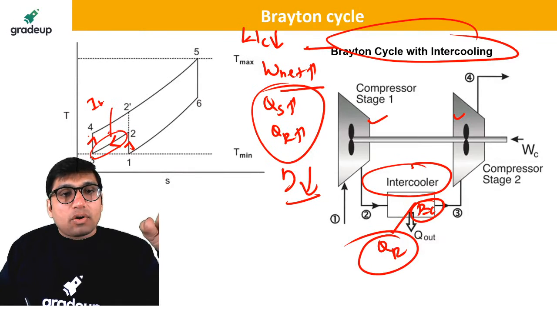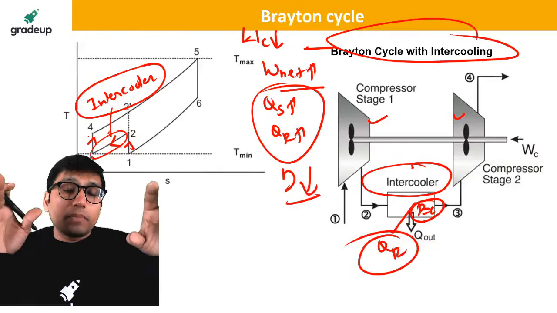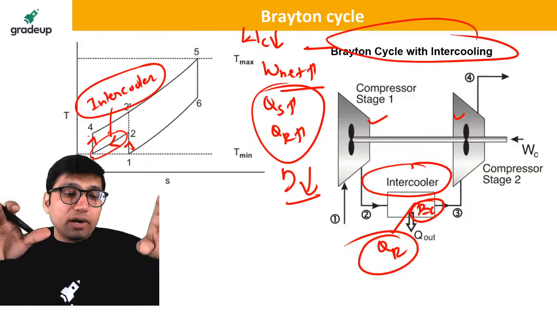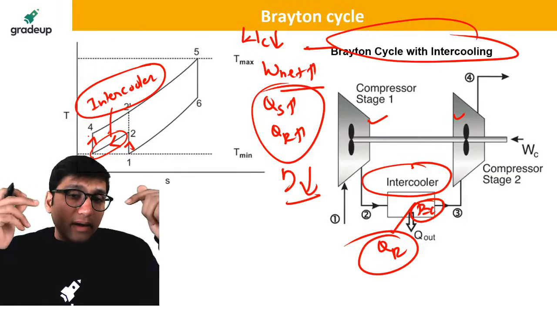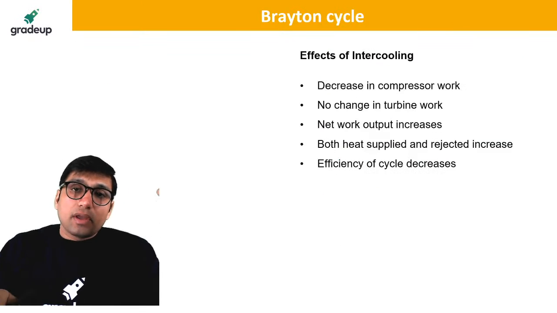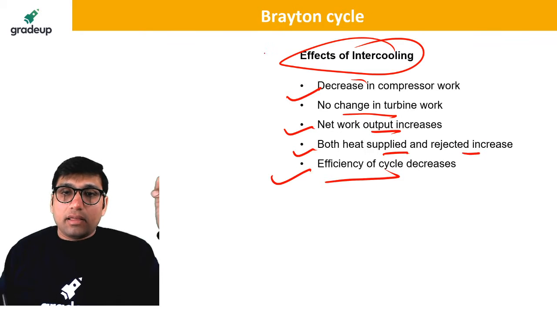This is the intercooler. So basically intercooling in the Brayton cycle is used to reduce the compressor work and increase the net work. But the effect is that efficiency will decrease. That is the effect of intercooling. Decrease in compressor work, no change in turbine work, net work will increase. Both heat supplied and heat rejected increase, efficiency will decrease.